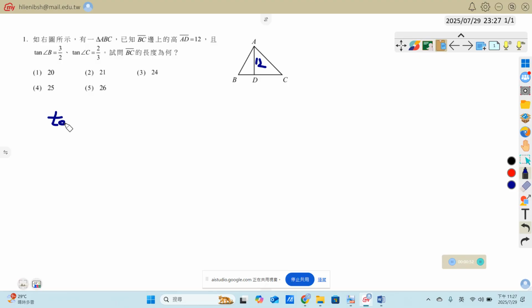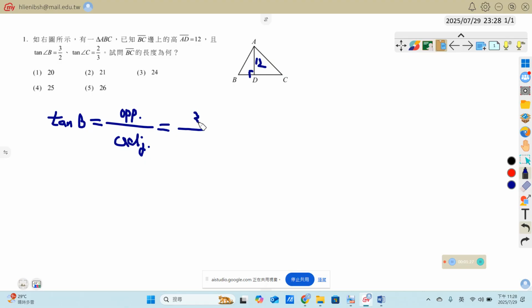Tangent is opposite side over the adjacent side. That's correct. Tangent is the ratio of the opposite side to the adjacent side in a right triangle. Given that AD is the height to BC, we can see two right triangles formed, triangle ADB and triangle ADC. How can we use the tangent values for angle B and angle C along with the height AD to find the lengths of BD and DC?